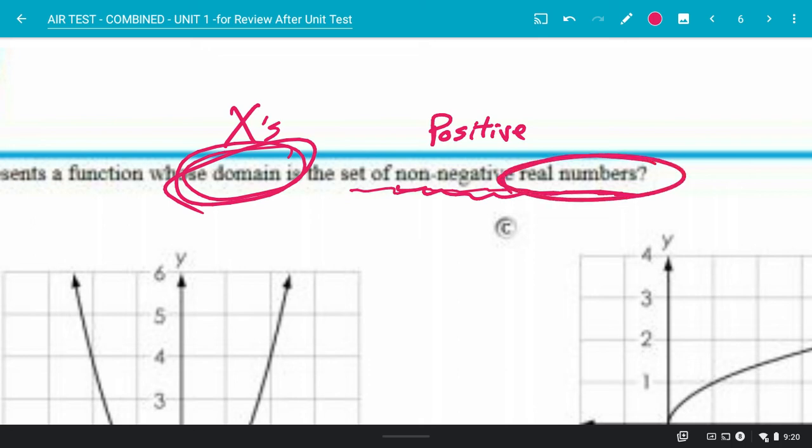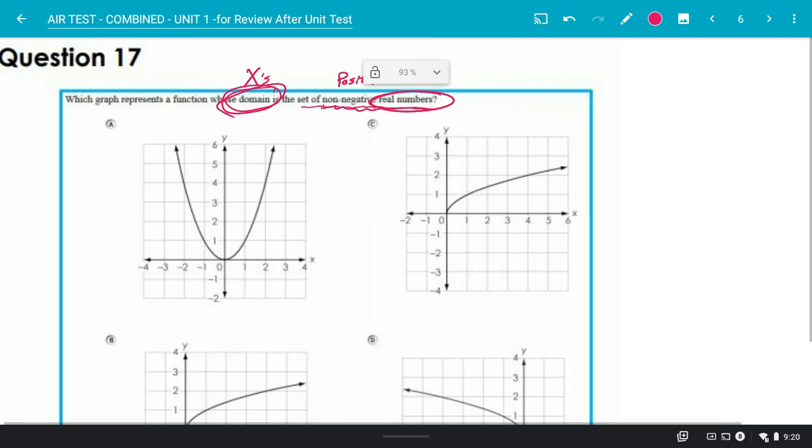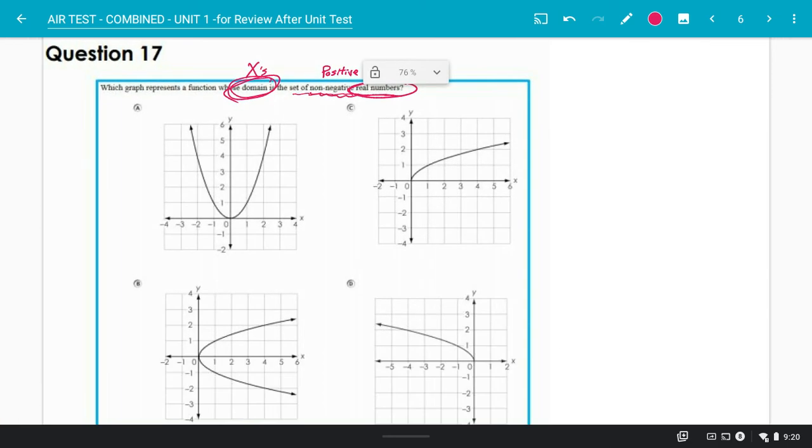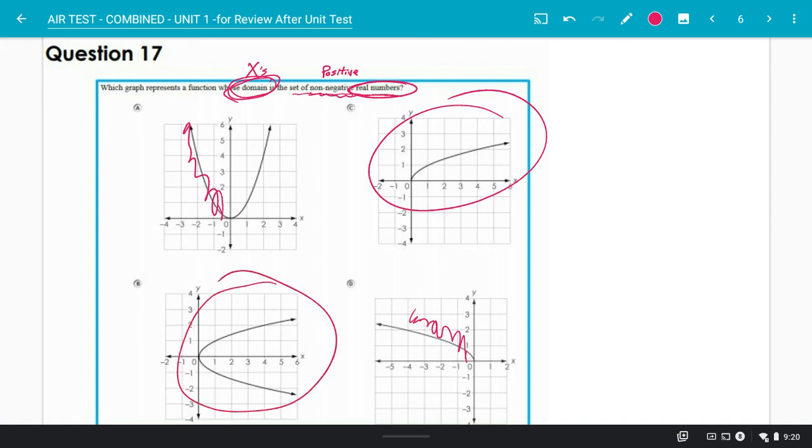Positive real numbers. Okay? Positive real numbers. Which one has only, the domain being only positive real numbers? What's domain? X's. This one has some negatives. C looks good. This one has negatives. This one has all positives. Why is it not? Because it's not a function. It fails the vertical line test. It is not even a function. So it says which graph represents a function whose domain. Are you with me?